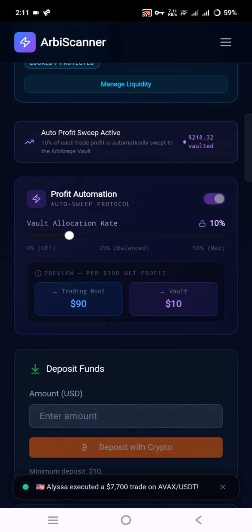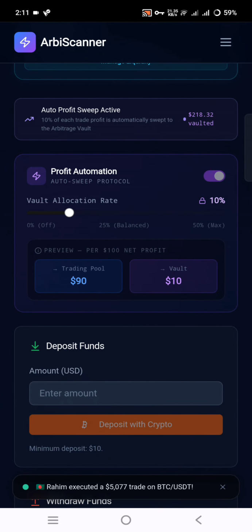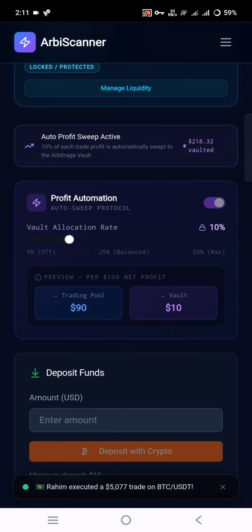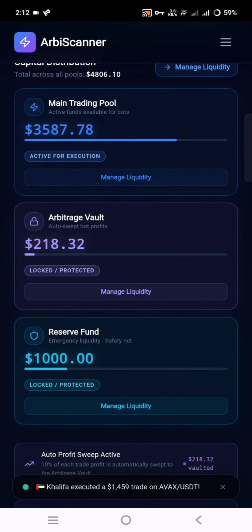So for me, you see, I set it at 10%. So when I trade, for example, and I make 100 USD, 10 USD goes to my arbitrage vault, and 90 USD goes to my trading pool. That is what I meant, guys.